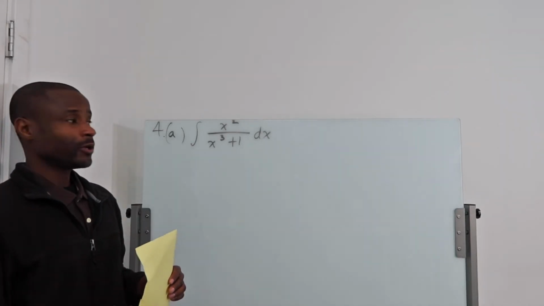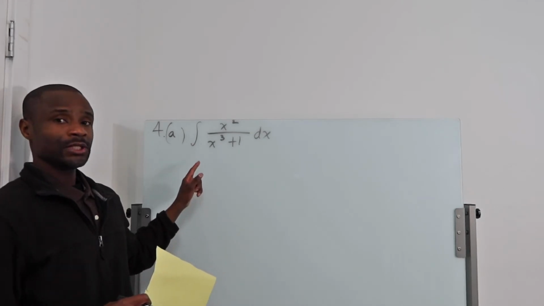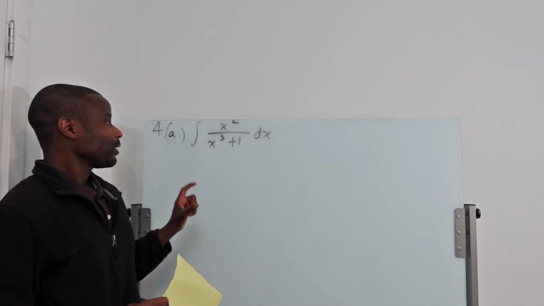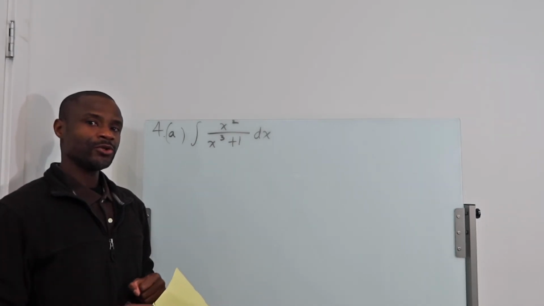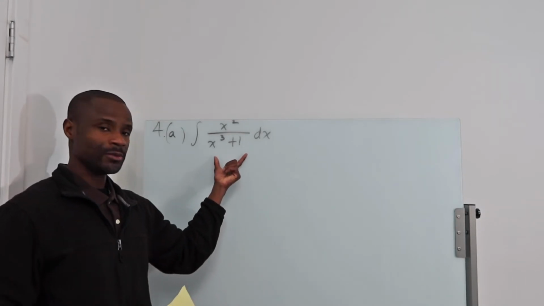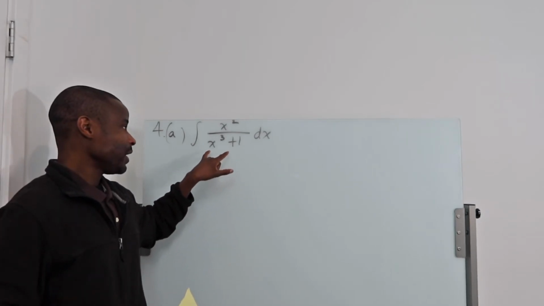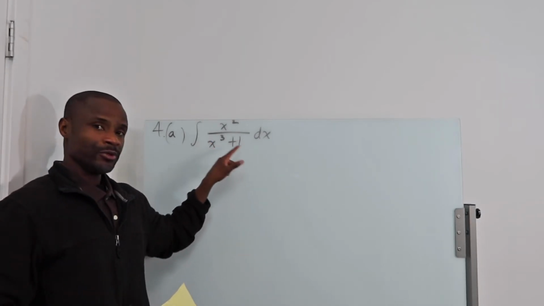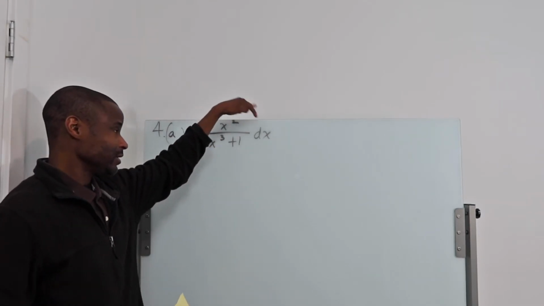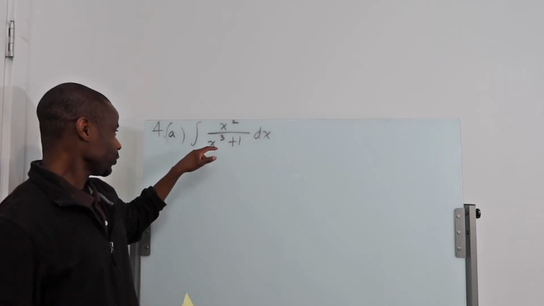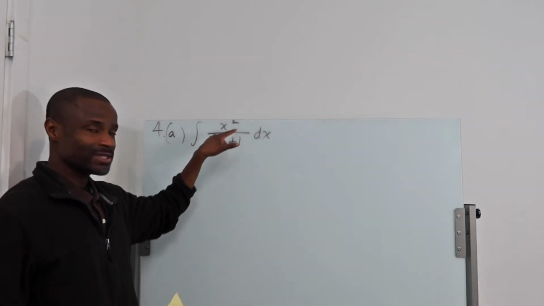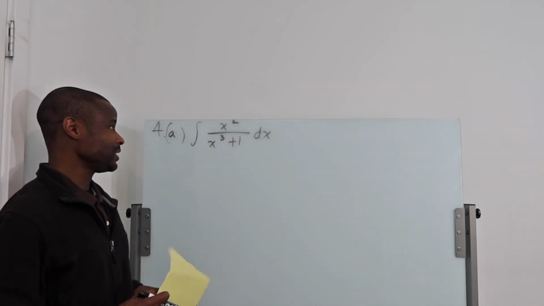For number 4, part A, we have to find the integral of x squared over x cubed plus 1 dx. The best way to solve this problem is by u-substitution. And why is that? Because we have x cubed plus 1 in our denominator. If I make that u, its derivative is contained in the problem. The derivative of x cubed plus 1 is 3x squared, and there's a form of it contained in the integrand.